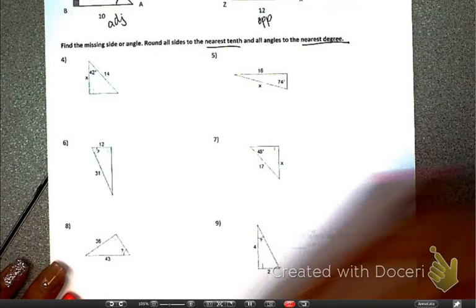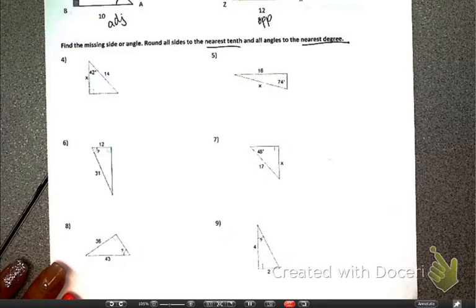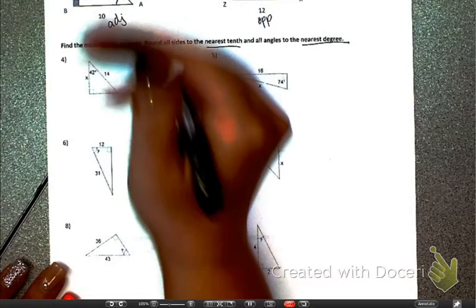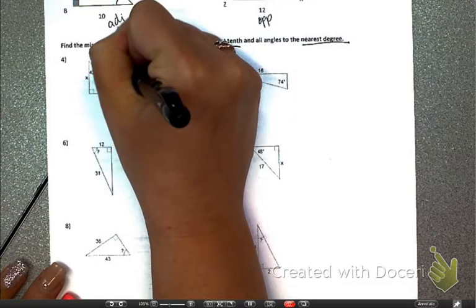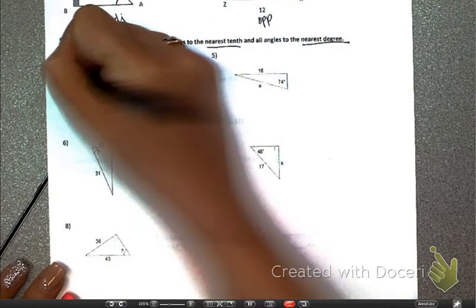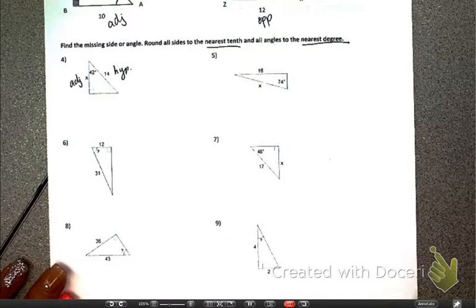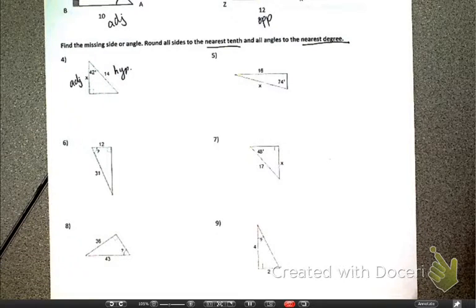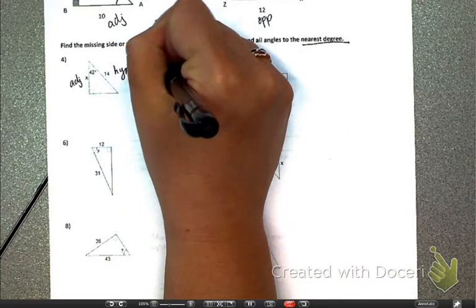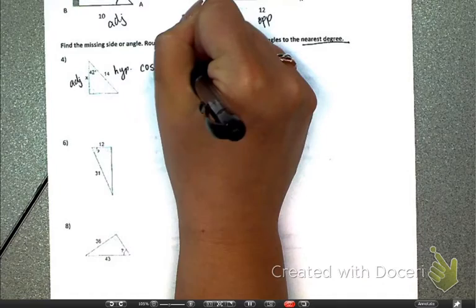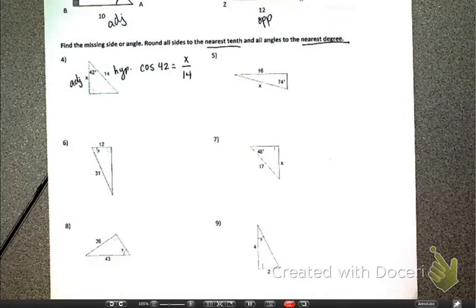What am I solving for in number 1? A side or an angle? A side. This one happens to be the adjacent side that I'm looking for, and I know the hypotenuse. Which trig function uses adjacent and hypotenuse? Cosine. So the cosine of 42 equals the adjacent over the hypotenuse.